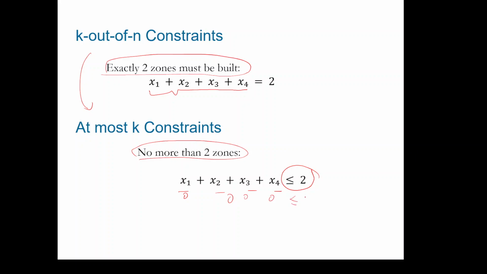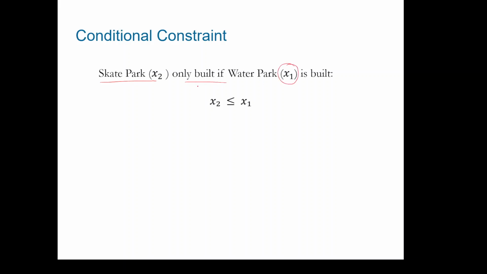So 0 is less than or equal to 2. Still it will be okay. So again, this is another variant of the at most k constraints. Then we have a conditional constraint, and that says that the skate park x2 can only be built if x1 is built. So x2 is depending upon x1. So we will write it as x2 is less than or equal to x1.